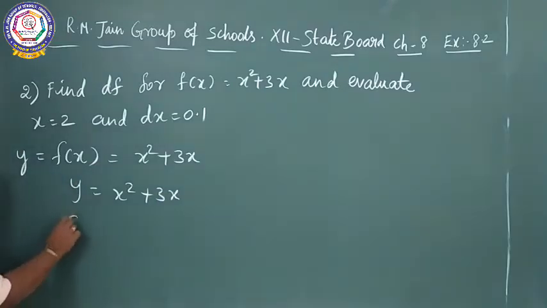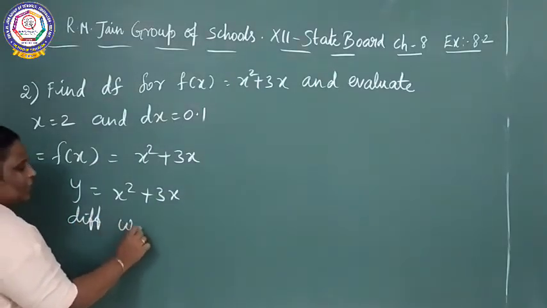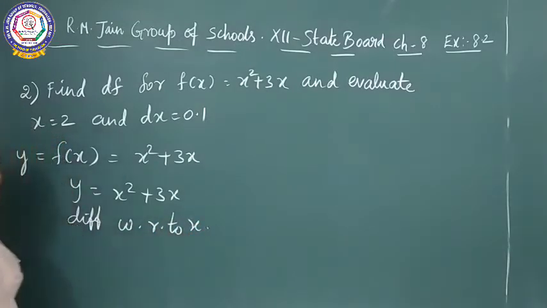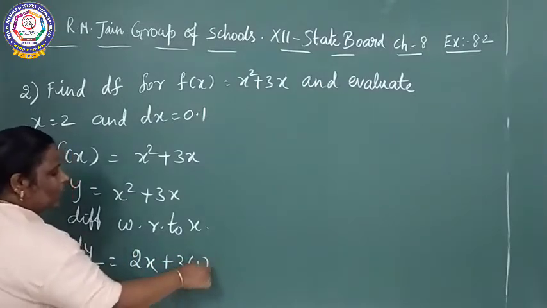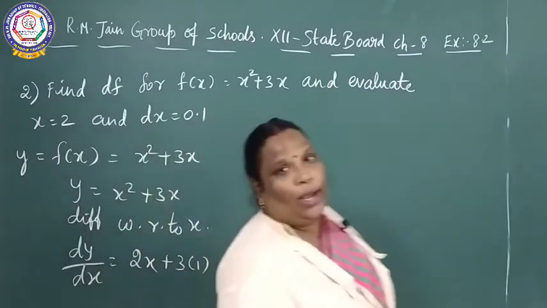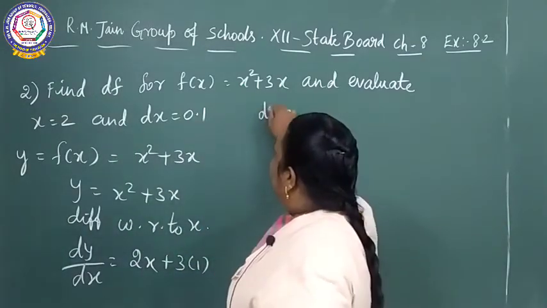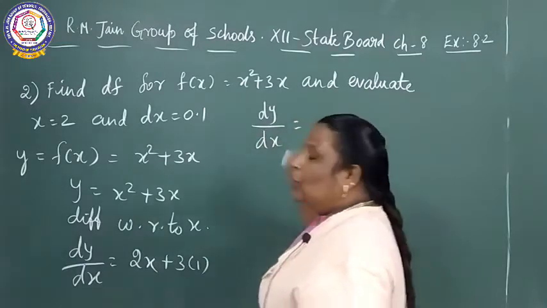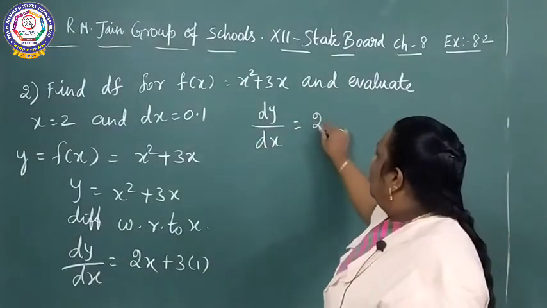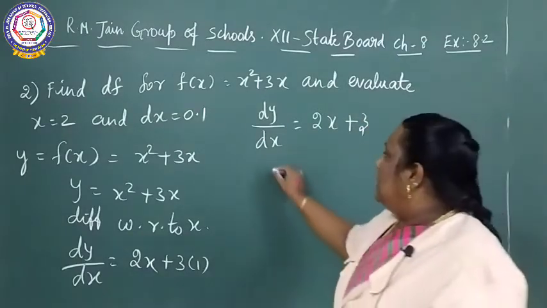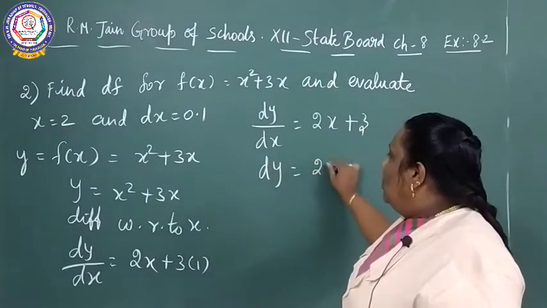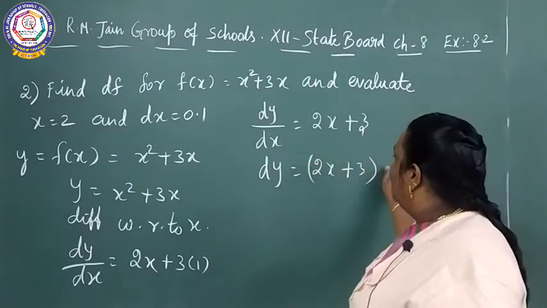Now you differentiate with respect to x. Y becomes dy by dx. x square becomes 2x, plus 3 into x becomes 1. So dy by dx equal to 2x plus 3. Therefore dy equal to 2x plus 3 into dx.